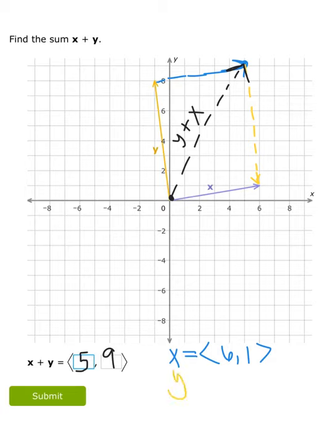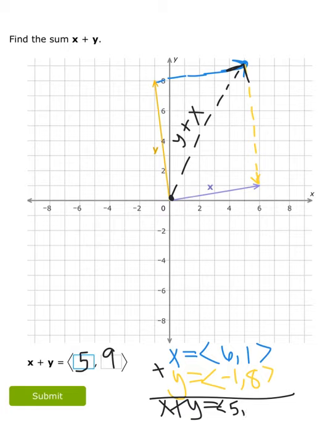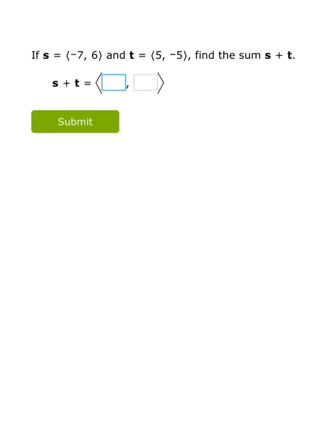And then the component form of y is negative 1, positive 8. So whenever I add these two together to get this resultant vector, 6 plus negative 1 is 5, and 1 plus 8 is 9. So we just confirmed that we got the correct answer of 5, 9 for this sum. Alright, moving on to another example.